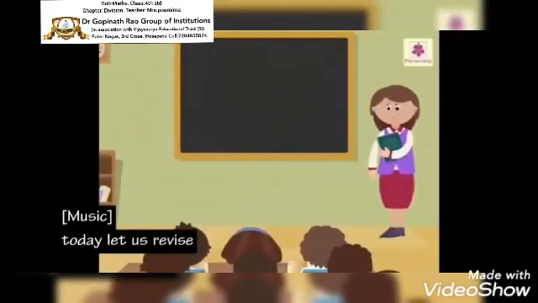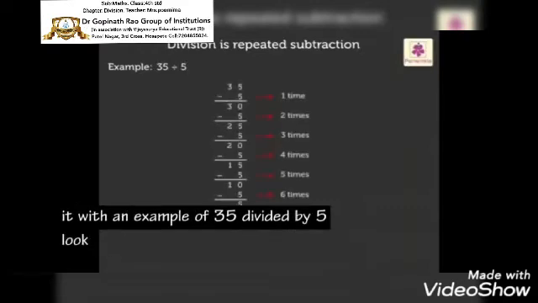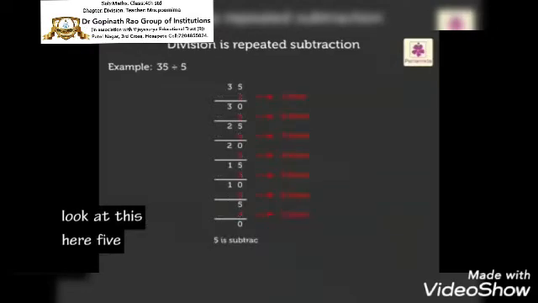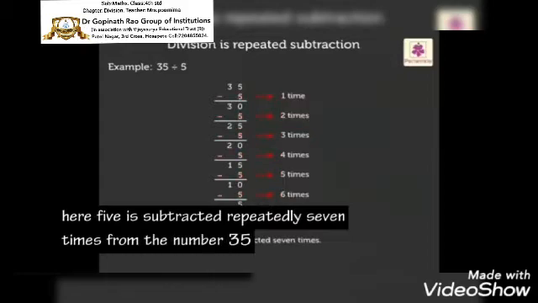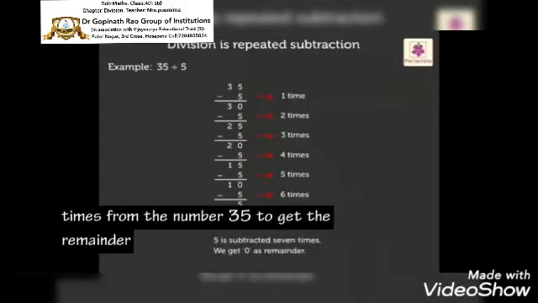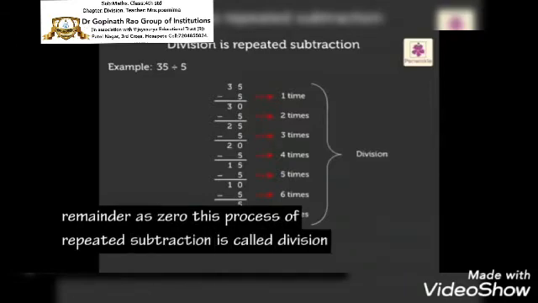Today, let us revise division and its facts. We know that division is actually repeated subtraction. Let us understand it with an example of 35 divided by 5. Look at this. Here, 5 is subtracted repeatedly 7 times from the number 35 to get the remainder as 0. This process of repeated subtraction is called division.